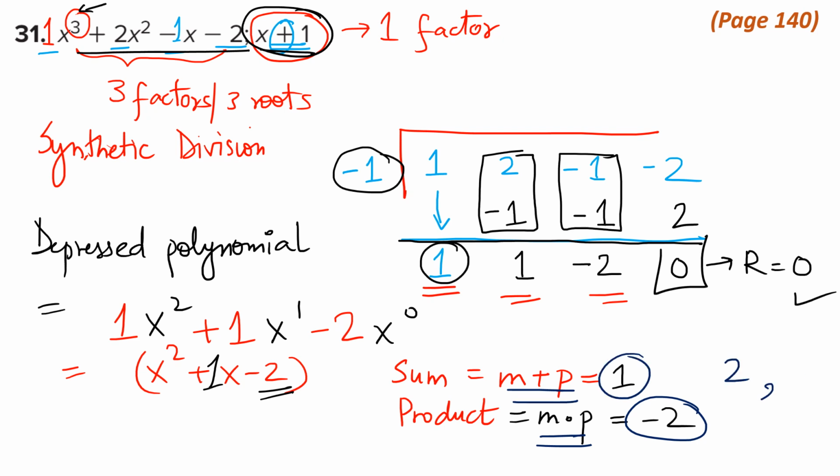What could be those two numbers? Try 2 and minus 1. Multiply 2 times minus 1, minus 2. 2 plus minus 1, 1. So yes, it works. Therefore, the two factors are plus 2 and minus 1. So in this question, you will select in the ministry exam, multiple choice, these two factors as your correct answer. I hope this is clear. We'll try one more question.